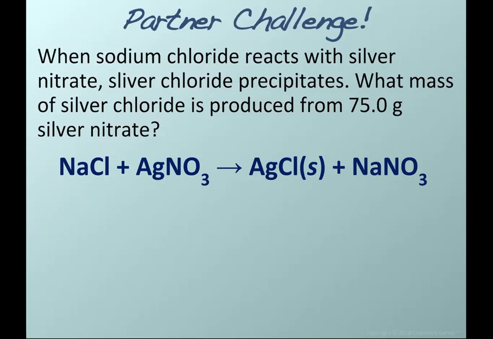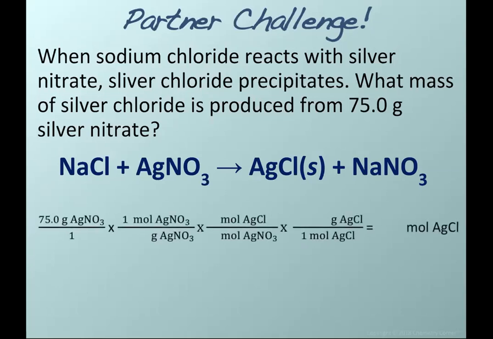So what do we start with? We start with 75 grams of silver nitrate, and we're going to have to change it to moles. You always change it to moles. 75 grams of silver nitrate changes to moles of silver nitrate. Then we put moles of silver nitrate on the bottom, and we're looking for silver chloride, so we put moles of silver chloride on the top. And it's asking us for the mass, so we're going to have to change the moles of silver chloride to grams of silver chloride. So where do these numbers come from?